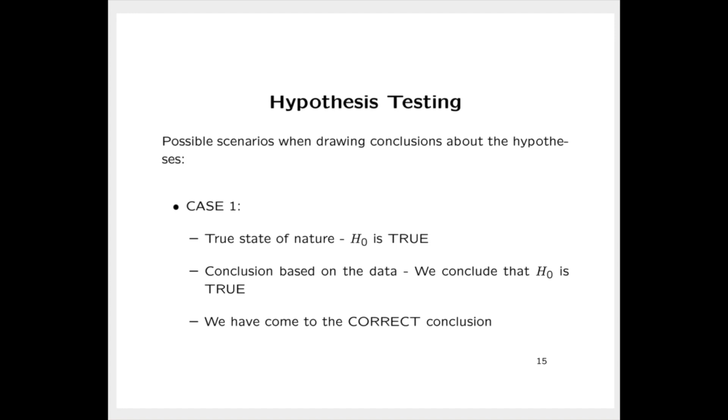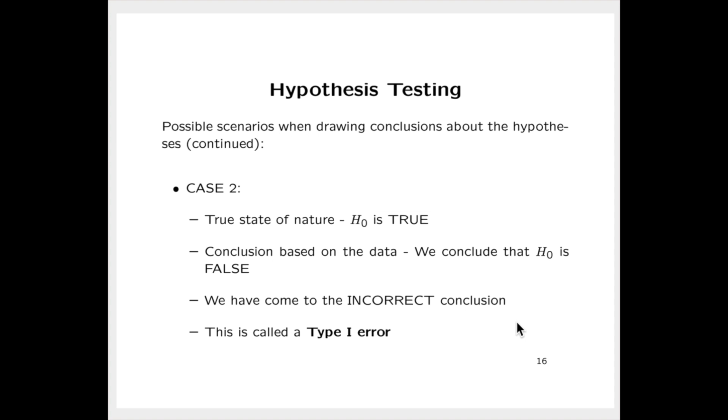But anyway, in terms of the true state, or the truth about the null hypothesis, there are two possibilities. In terms of our decision about the null hypothesis, there are two possibilities. And so when you combine those together, there are four possible scenarios that we'll find ourselves in. Okay, four possible cases. So the first case is that the true state of nature is that the null hypothesis is true, and that our conclusion based on the data is that the null hypothesis is true. So if the null hypothesis is true, and if the data lead us to conclude that the null hypothesis is true, then we have come to the correct conclusion. We've drawn a correct inference.